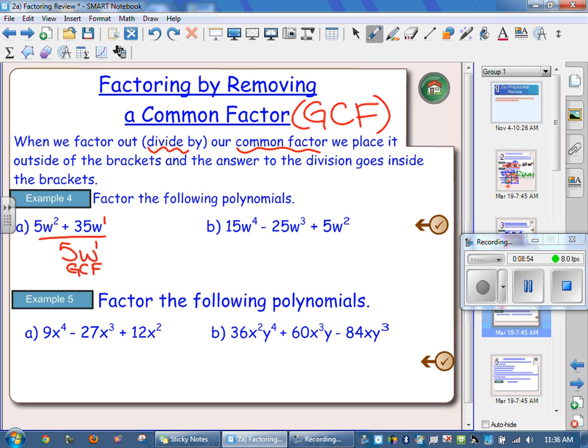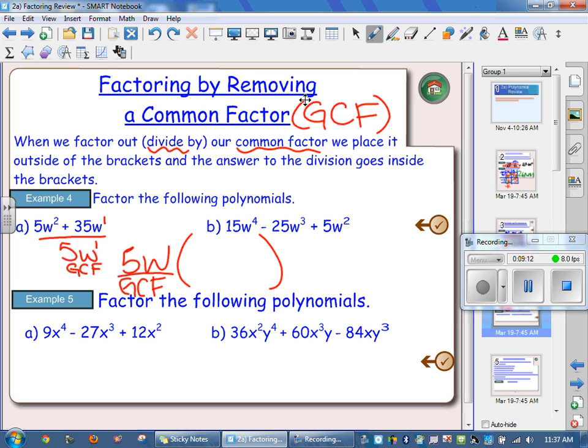What you're actually going to do is place it like this. The GCF goes in front of the brackets. Okay, that's what you divided out. So we put our 5W on the outside of the brackets. Now we're going to divide each term by that 5W. You divide digits by digits and subtract exponents on variables.